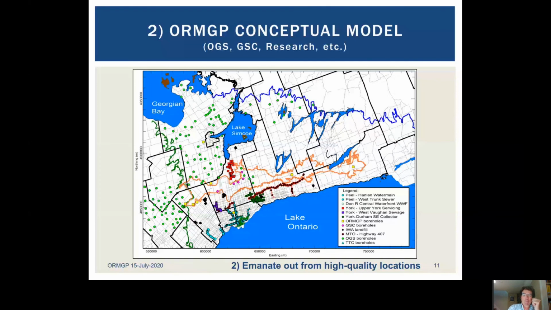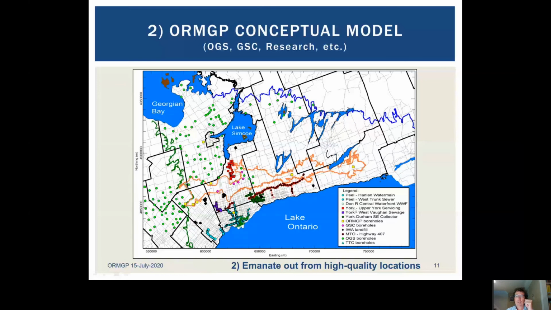So when we build our conceptual model and our geologic interpretation, it's not necessarily all of our ideas. We borrow heavily from the Ontario Geologic Survey, and they have a lot of boreholes that are cored, and detailed geological analysis have been done on those. We have boreholes from the Geologic Survey of Canada. We have boreholes we've put in that we've cored and logged.